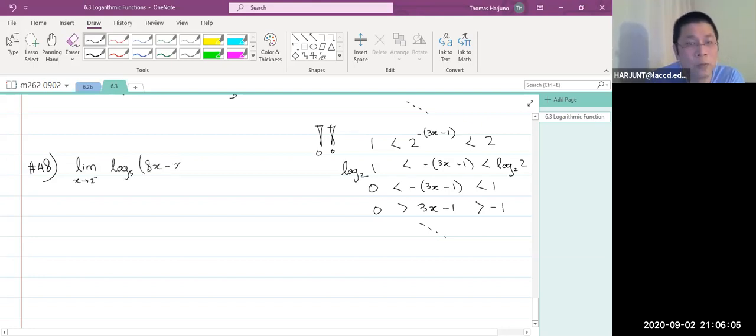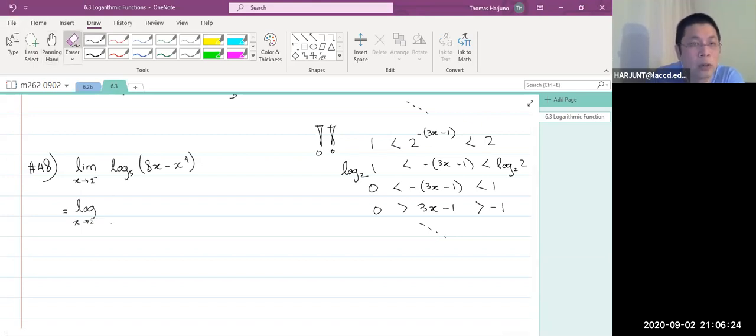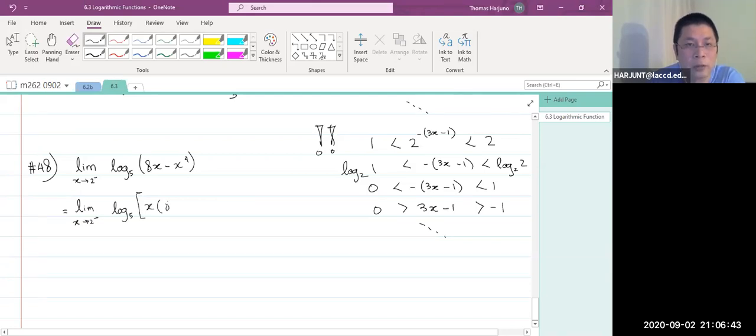x minus x to the 4. Let me play around with the expression first. I'm sorry, this is not log. Why do I keep on writing log there? It's supposed to be limit. So this is limit x approaching 2 from the left hand side of log base 5 of, let me factor the x out from there.